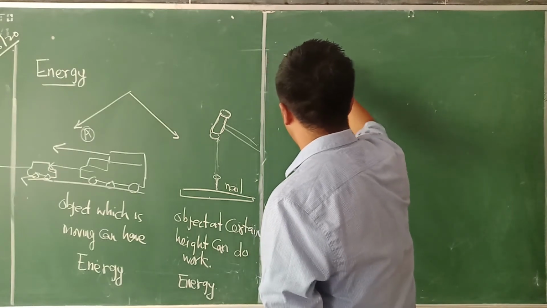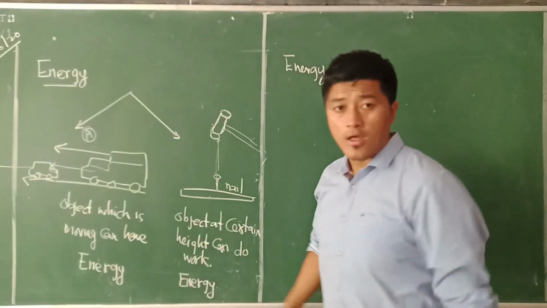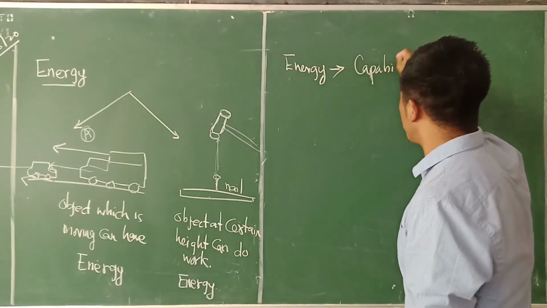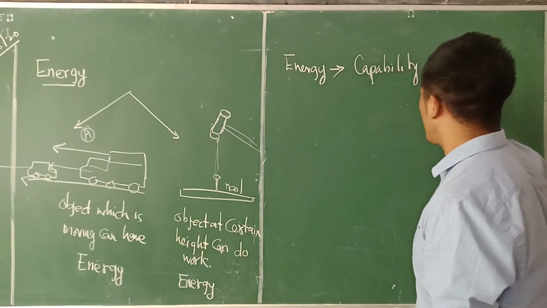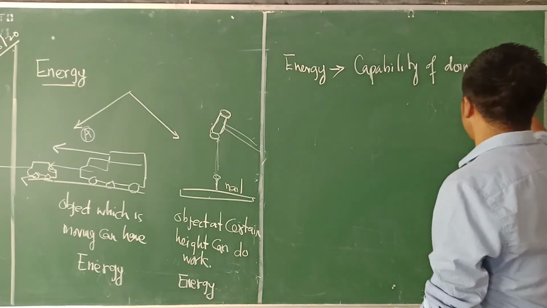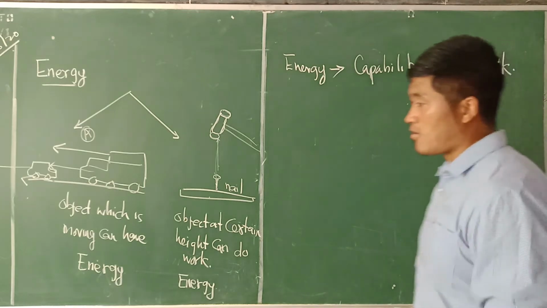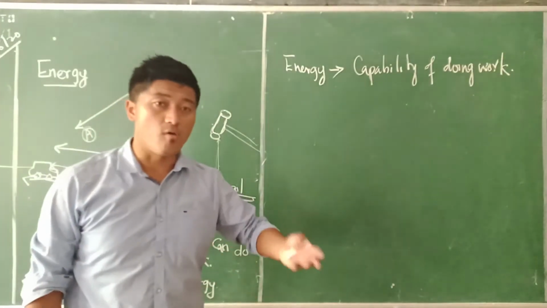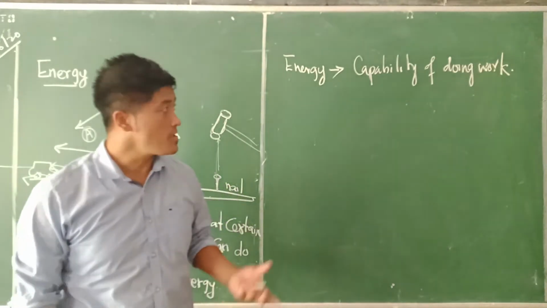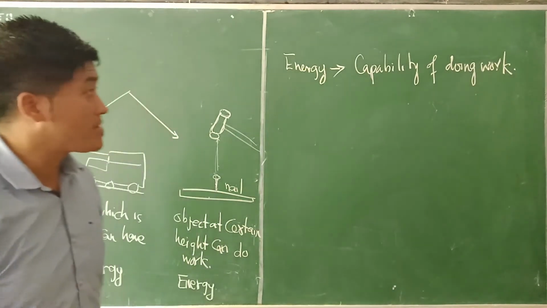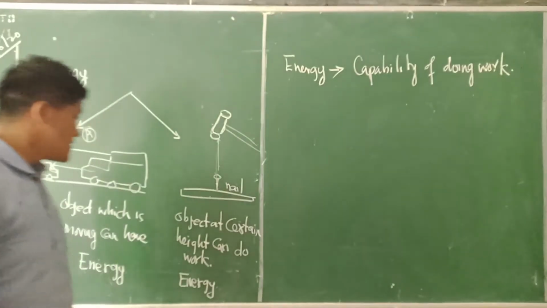So in short, how do we define energy? Energy. Normally we define energy as capability, that means the ability of doing work. Understand? Because to do some amount of work, you need energy for that, right? So this is what we call the capability of doing work, energy, right?